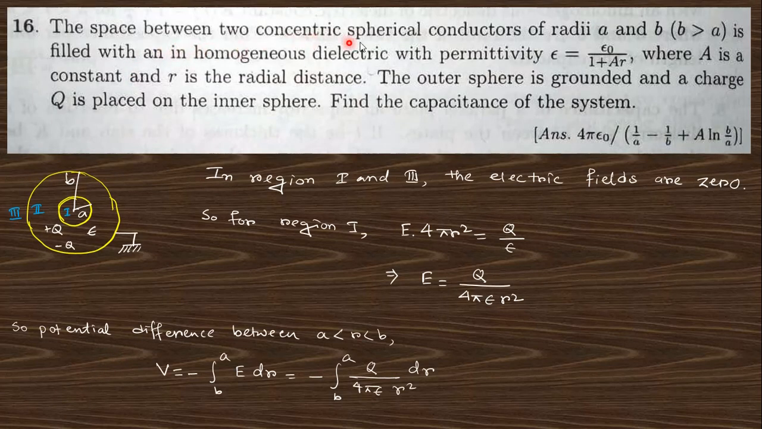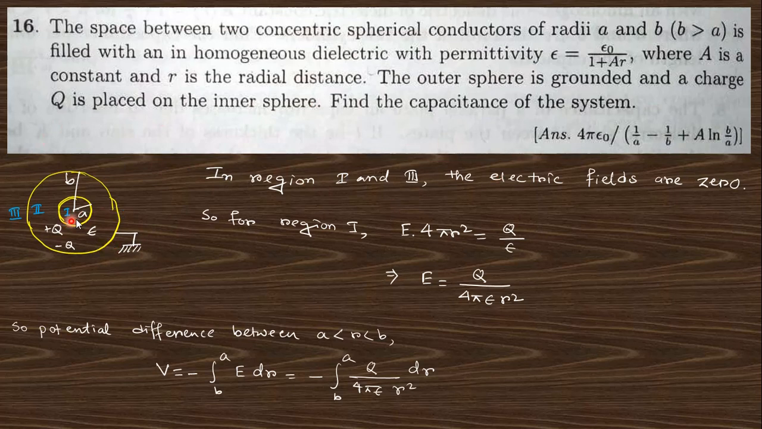The space between two concentric spherical conductors of radii A and B is filled with an inhomogeneous permittivity related to epsilon naught, where A is a constant and R is the radial distance. The outer sphere is grounded. Charge q is placed on the inner sphere.